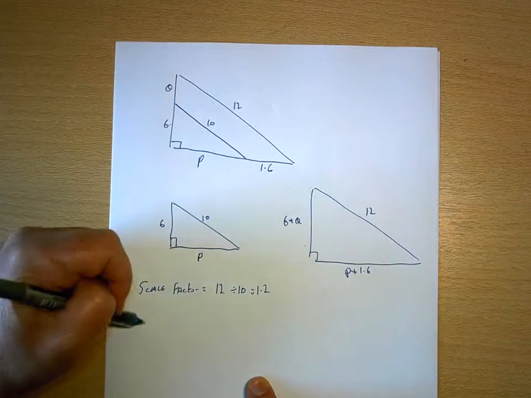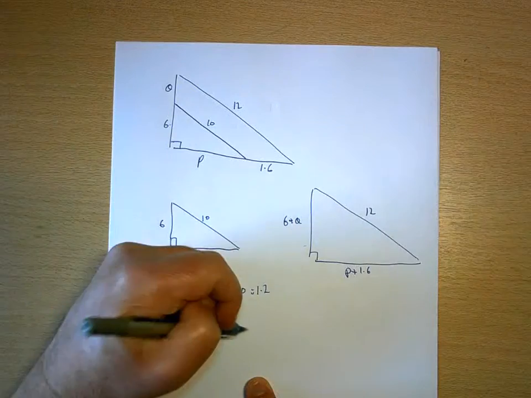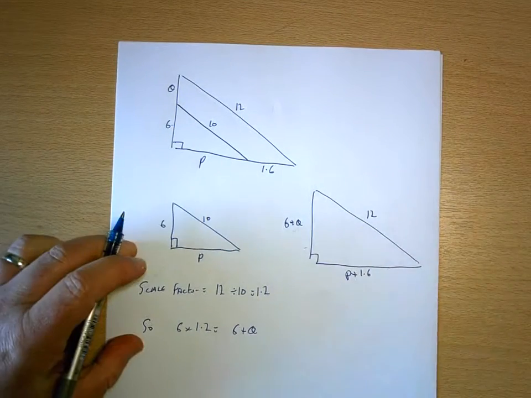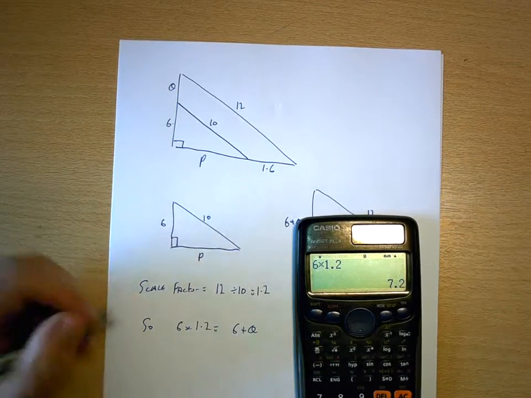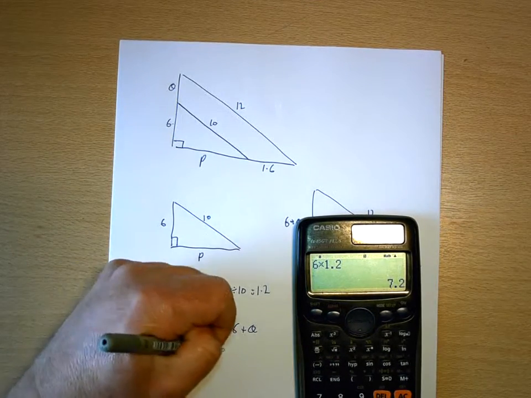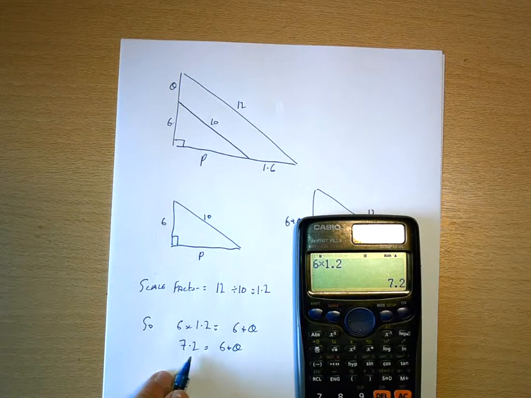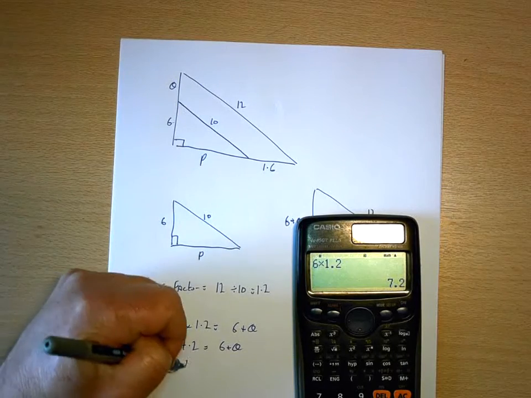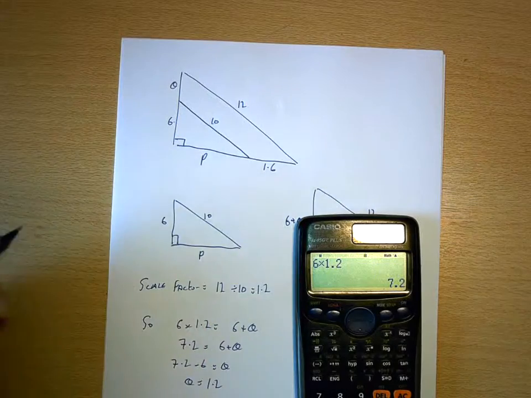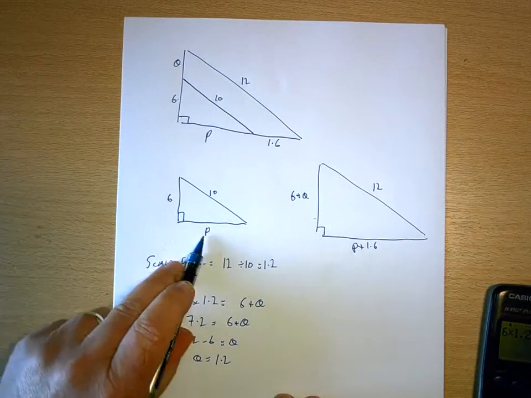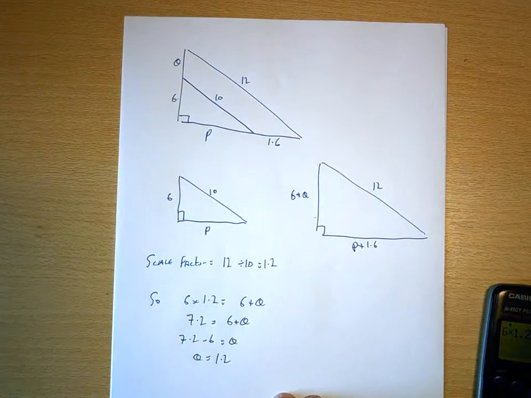So 6 times 1.2 will equal 6 plus Q. So 6 lots of 1.2, 7.2 equals 6 plus Q. So to isolate the Q, I need to subtract 6 off both sides. So Q is 1.2.